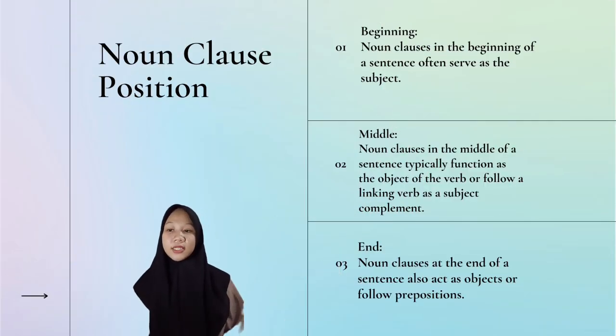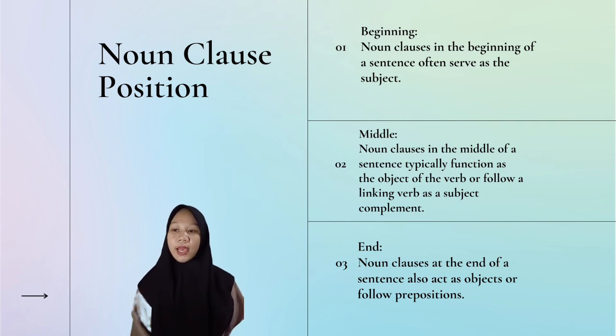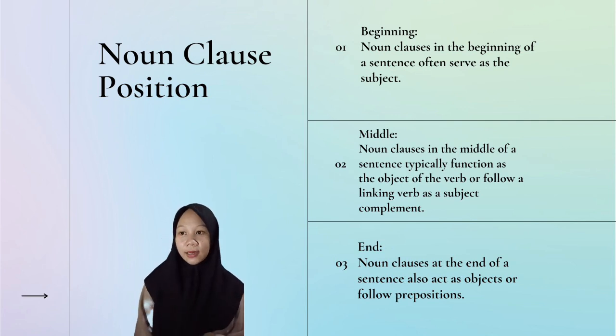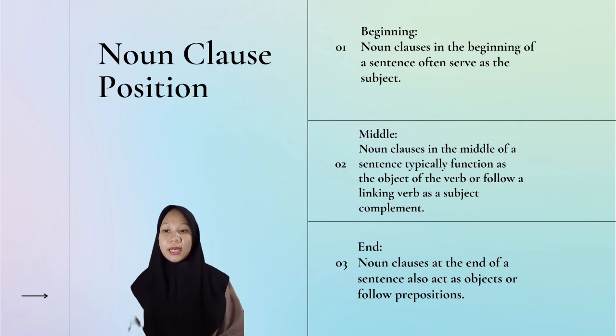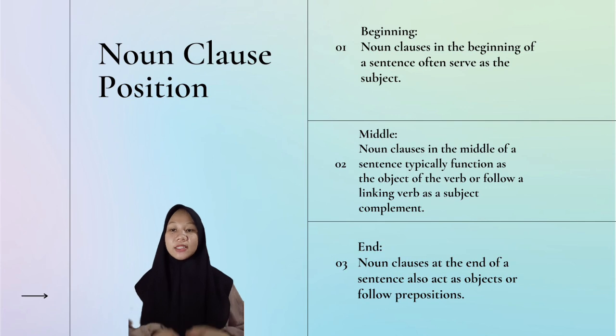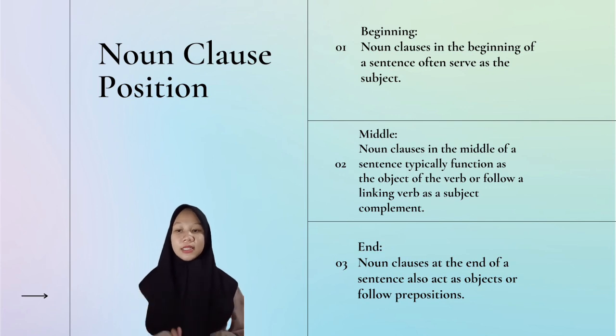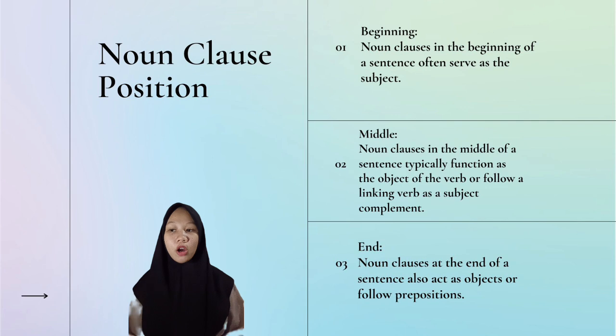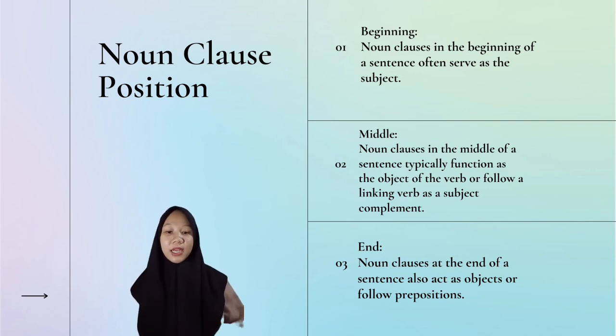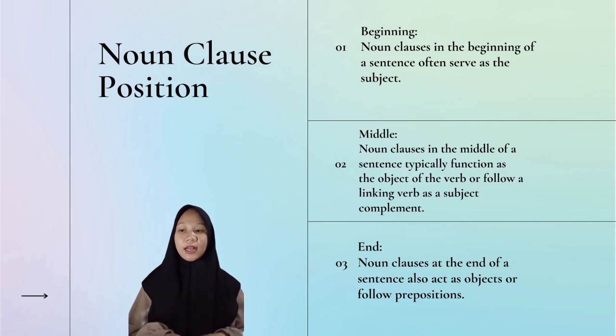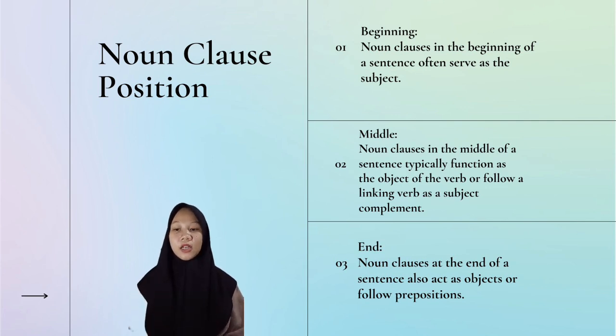So here is the position of noun clauses. Noun clauses can appear in different parts of the sentence. They can be at the beginning, middle, or end, depending on what they modify. You can see the visual here. At the beginning, noun clauses often serve as the subject. In the middle, noun clauses typically function as the object of the verb or follow a linking verb as a subject complement. At the end, noun clauses also act as an object or follow prepositions.